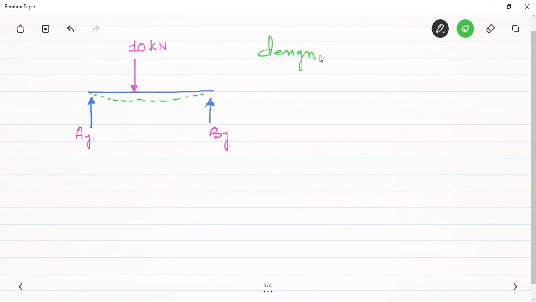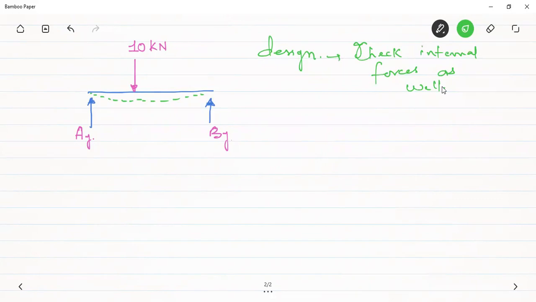Design means giving the dimensions to the beam. If we have to design any beam, we have to give some dimensions so that it does not fail on account of the load. So the external forces are not the only things which can cause the failure in the beam. We have to check for the internal loads as well. For design, we need to check internal forces as well. And on account of the loads, there will be stresses in the beam.